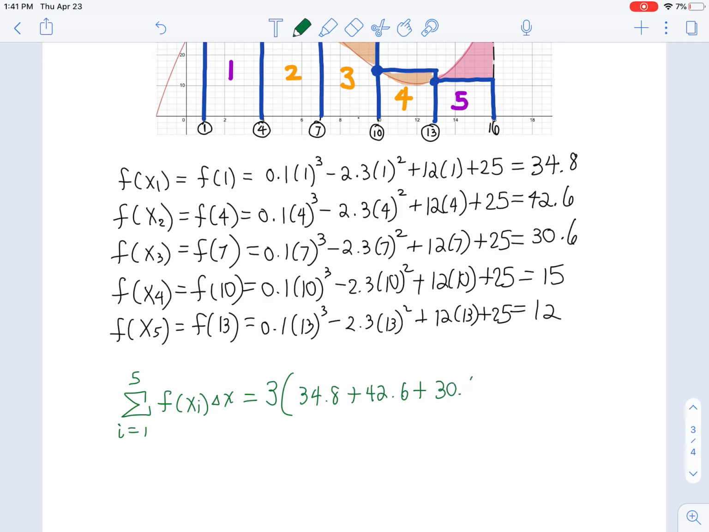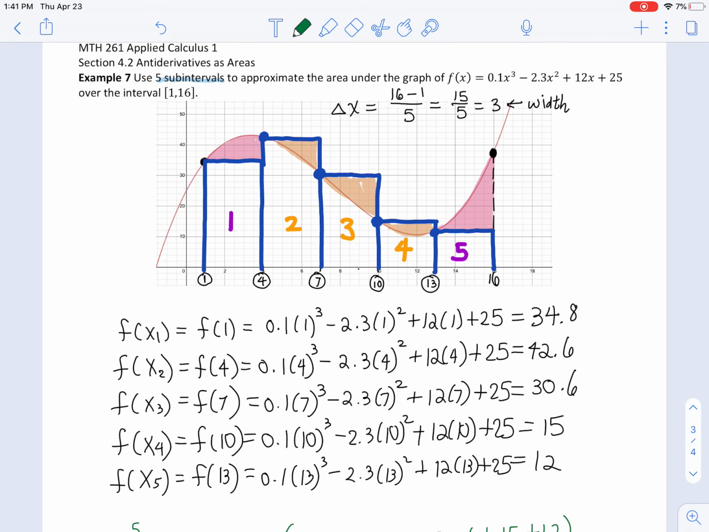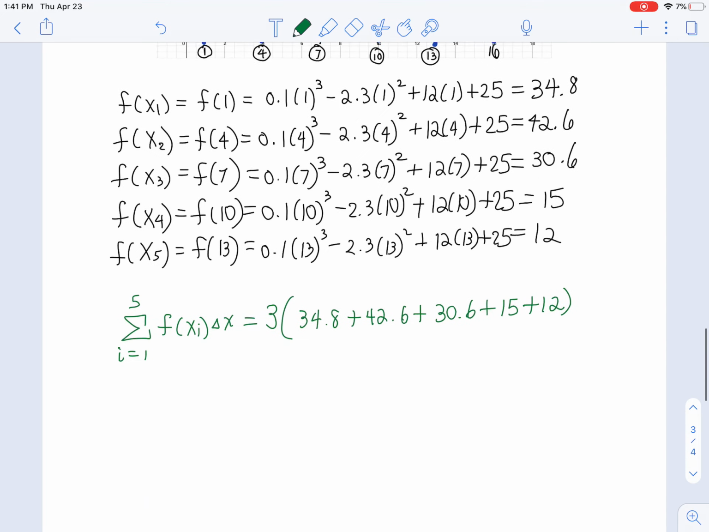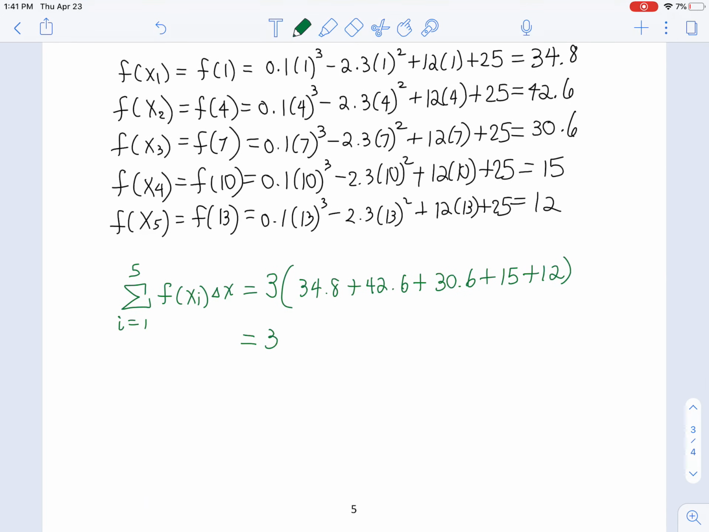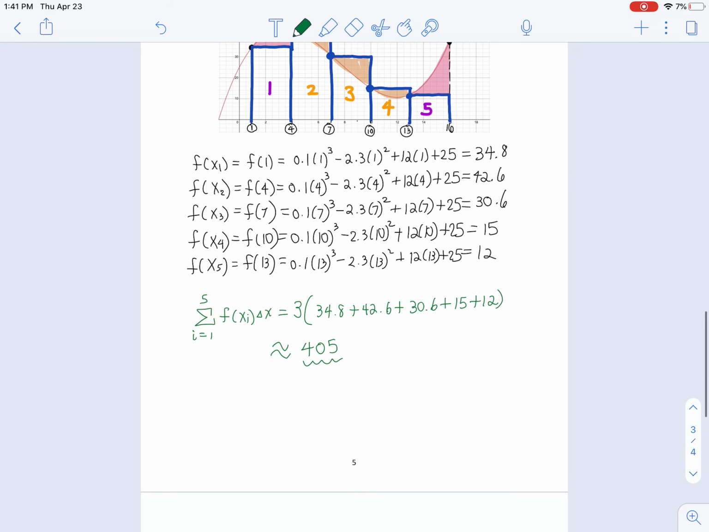So 34.8. The idea is like this. We have equal width rectangles, 5 of them. We're basically sticking them on top of each other to make a super long rectangle, and that works because they all have the same width. Plus 42.6 plus 30.6 plus 15 plus 12. If you imagine putting rectangles 2, 3, 4, and 5 on top of rectangle 1, we create a very tall rectangle with a height of everybody added together.